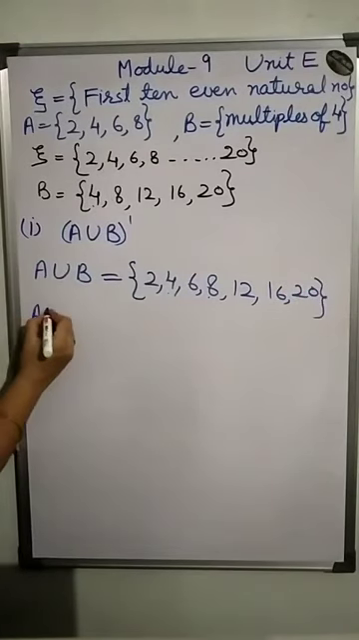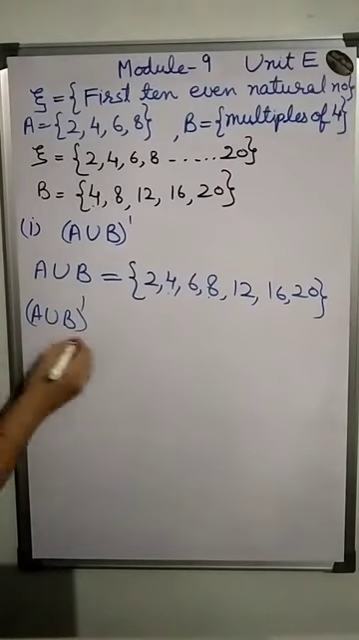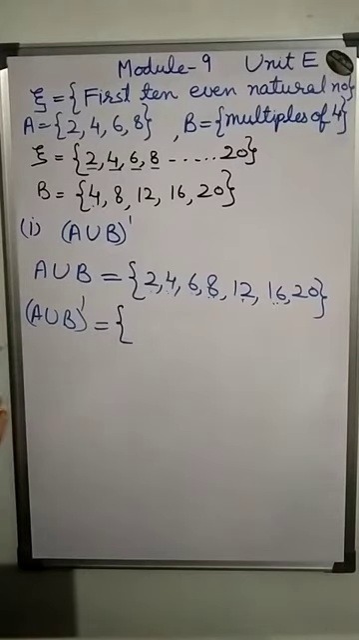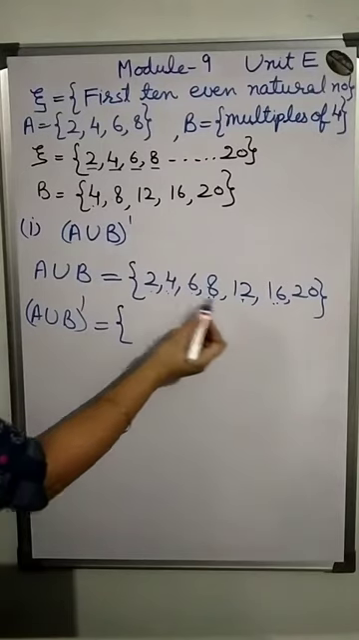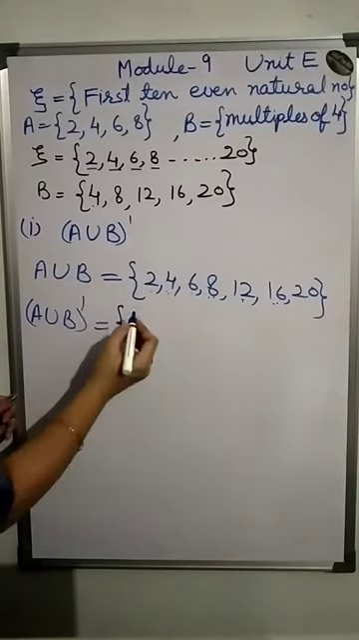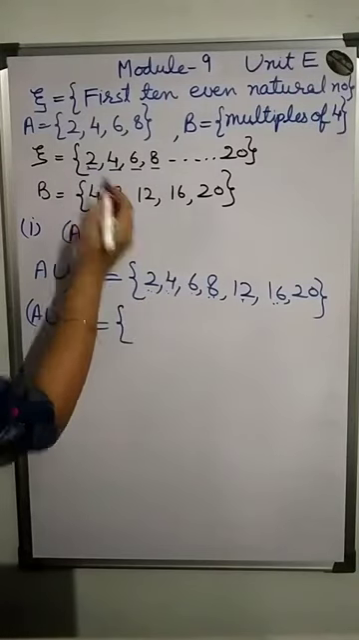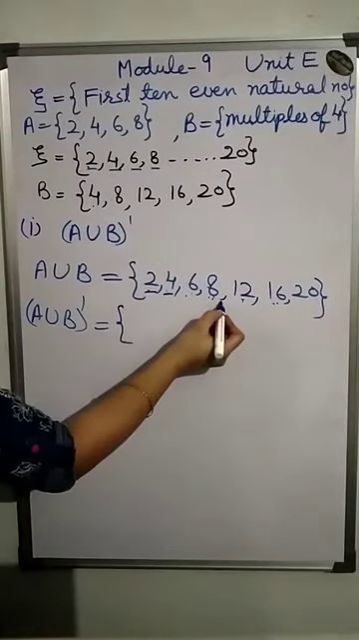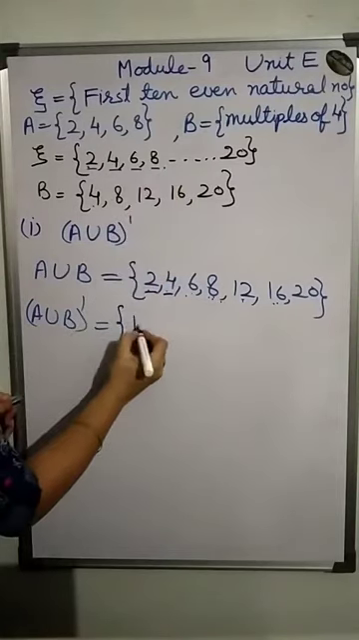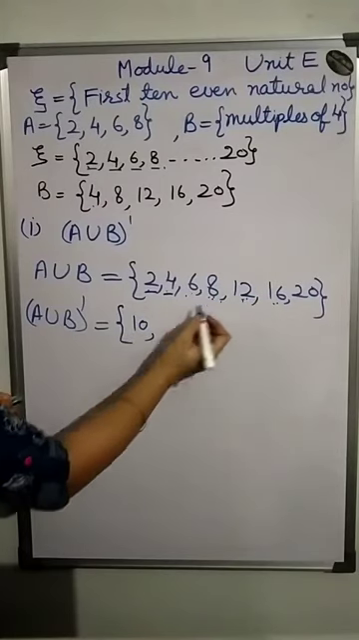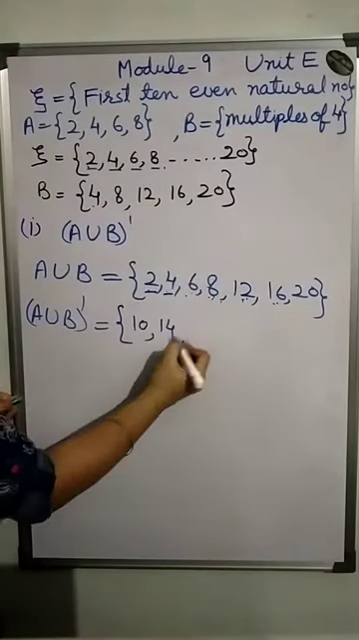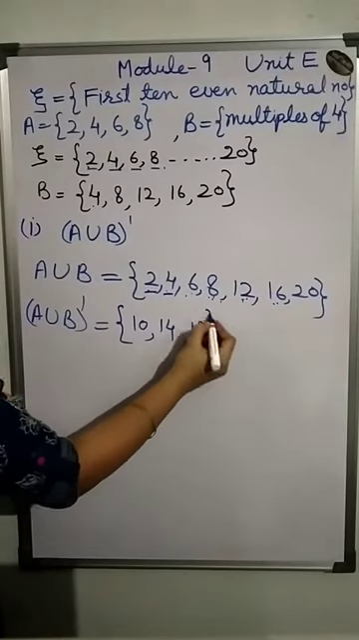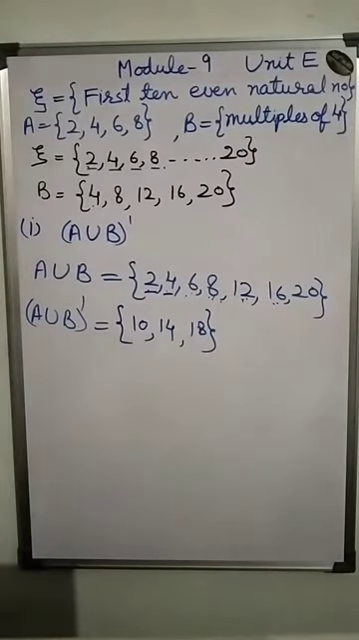Now the complement of A union B. Complement means the numbers other than the A union B from the universal set. So the complement is the elements other than the A union B. So check it from the universal set. 2 is already written here, so don't write 2. 4, 6, 8. After that, 10 is not here, so write down 10. 12 is here, so don't write. 14 is not written here, so write 14. 16 is here. Then 18 is not written here. Write down 18. So this is called A union B complement.